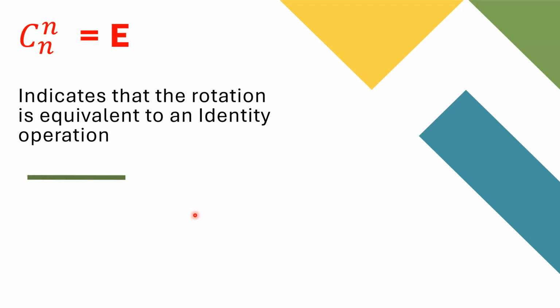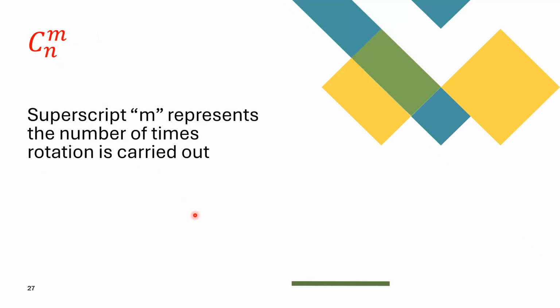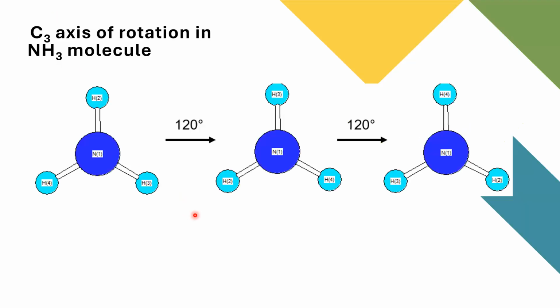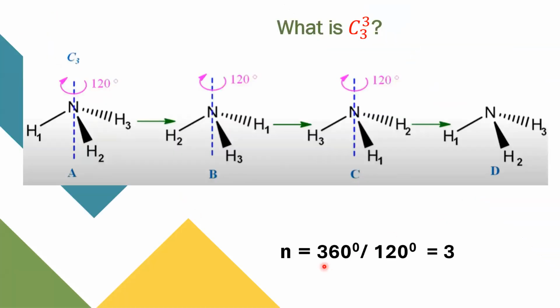Any question? Madam, can you explain how to get the order? Yes, it's not clear. Order is this. If you know the angle, you divide 360 by the angle, then you get the order, right? So here we rotate it by 120, so it's a C3 axis. You got it?